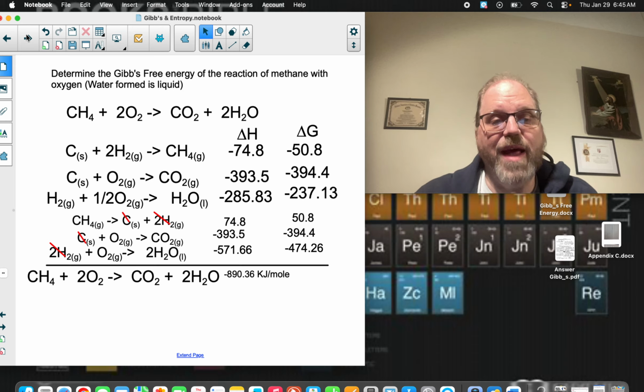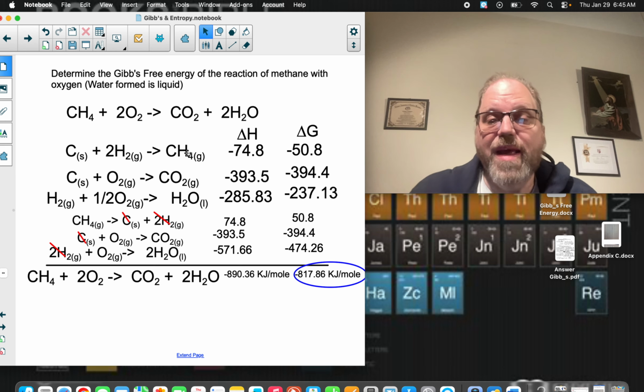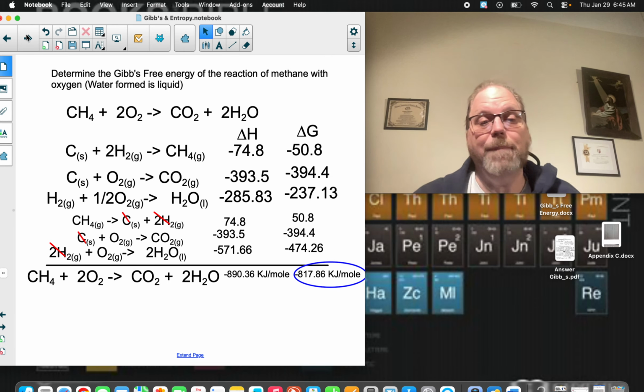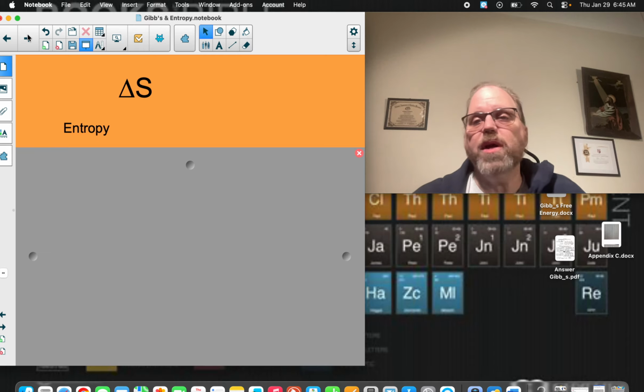Bring our first value down. We didn't ask for that one. Add the second one, and that's the answer we want. So the Gibbs free energy here is negative 817.86 kilojoules per mole. This is a spontaneous reaction. All right, that should be straightforward. It's pretty good. Now let's take a look at another value.